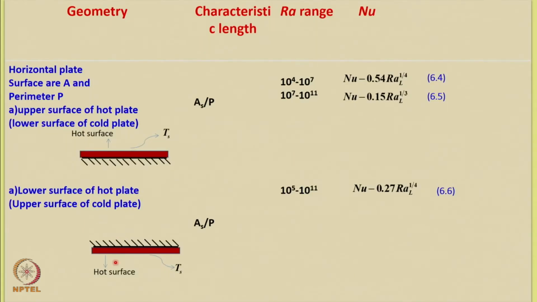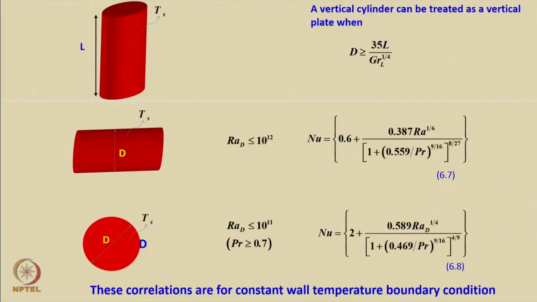And for lower surface, that is, if the hot surface is at the bottom but the top surface is insulated, you get a Rayleigh number correlation almost half of the other situation where the top surface is heated, that is 0.27 Rayleigh number to the power of 1 by 4. So these were the correlations for cylinder and sphere.